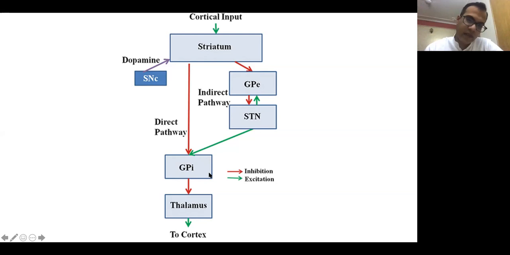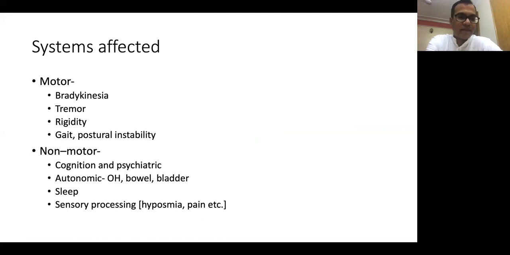So the direct pathway is affected, which leads to a reduction in movement overall, and the indirect pathway is not activated, and that leads mostly to tremor. So the systems that are affected are largely the motor system. That is the crux of Parkinson's disease: the predominant movements affected are because of motor system involvement. Because we have a good grip on motor system management of bradykinesia and tremor, we have slowly come to realize in the last 10-15 years that a lot of non-motor symptoms are also involved. They are largely divided into four groups: the cognitive and psychiatric problems, the autonomic dysfunction, the sleep problems, and sensory processing difficulties. We'll come to each of those.